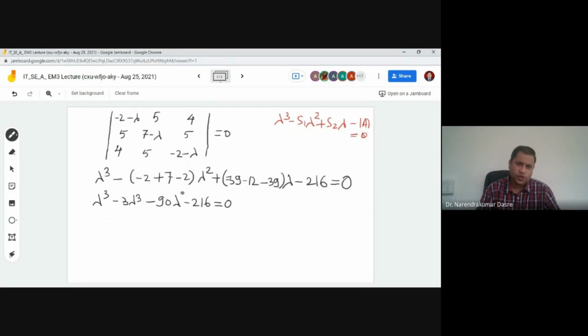Now factorize this polynomial. Use your calculator and find out the roots of this equation. So what are the roots of this equation? What are the roots we have?